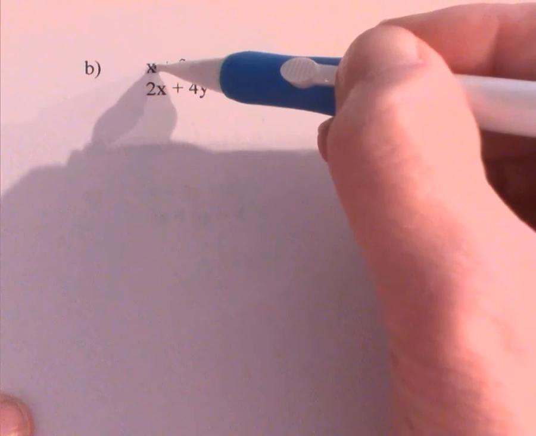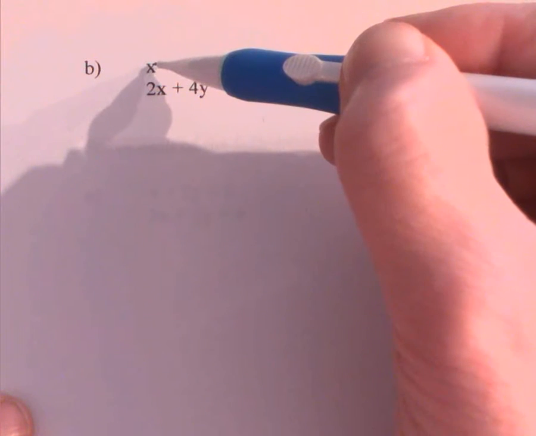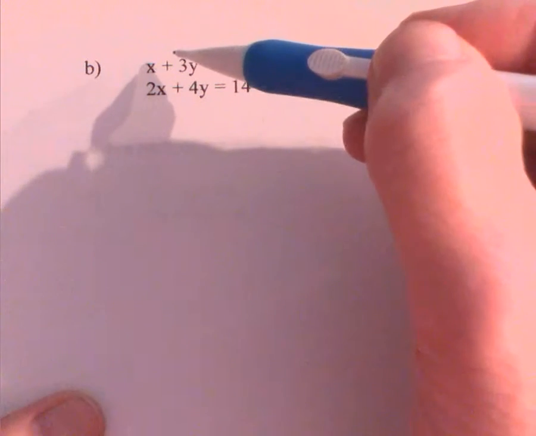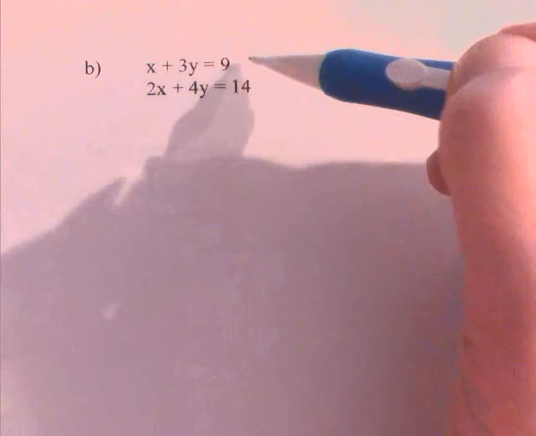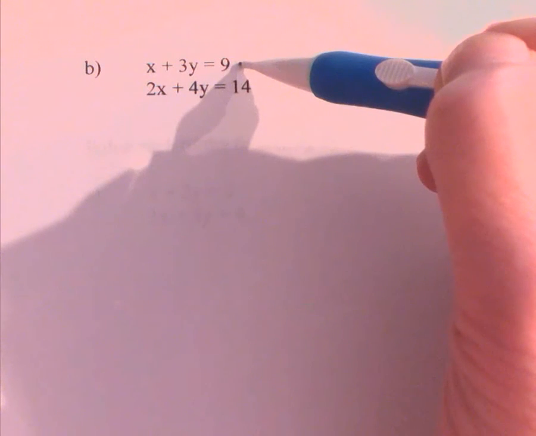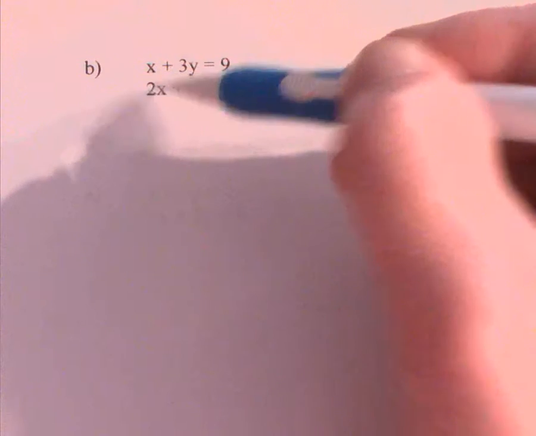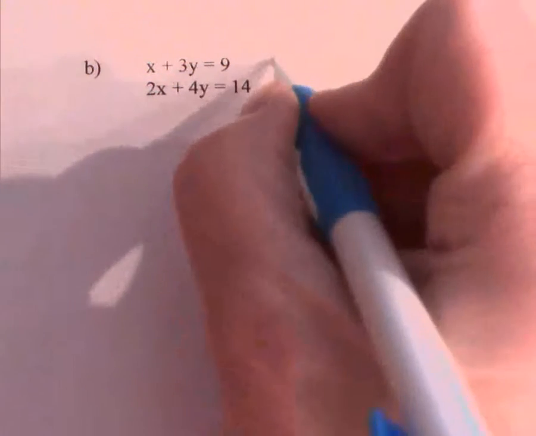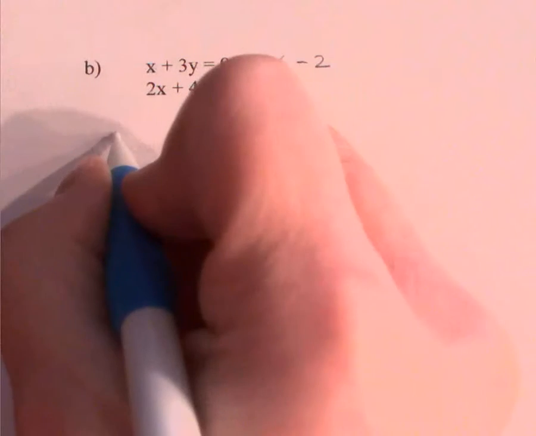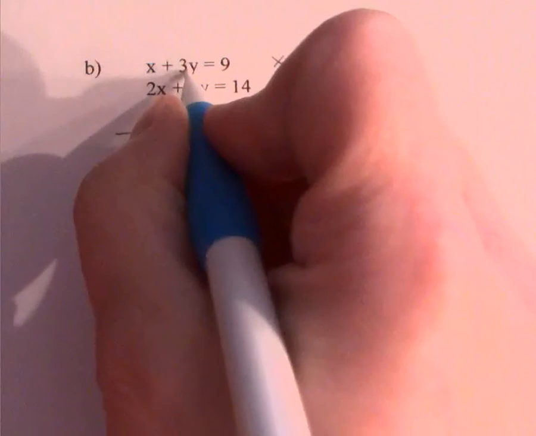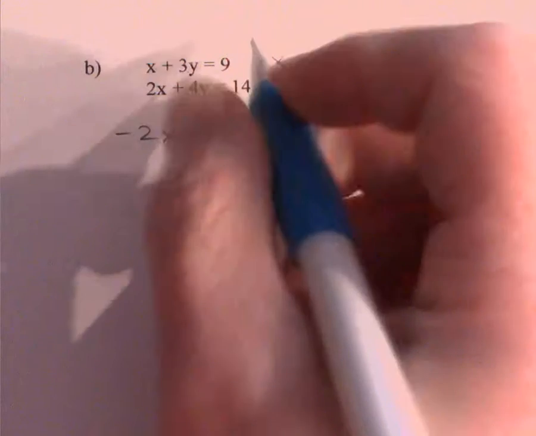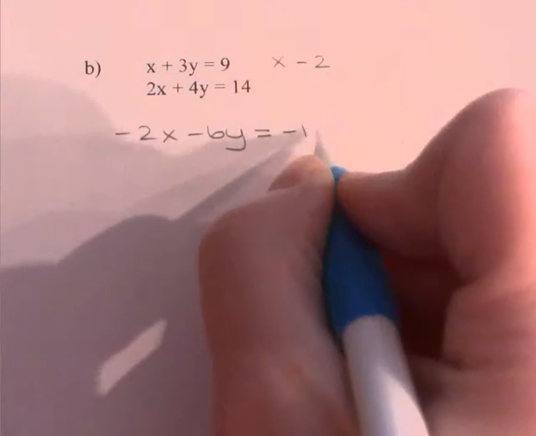When I do that though, I have to look, would I have the same sign or different sign? I need them to have different signs. So if I want to multiply this one by 2, I'm going to have to multiply it by minus 2 because this one already is positive 2. So I'm going to times this one by minus 2. Now I have minus 2x. 3 times minus 2 is minus 6y. And 9 times minus 2 is minus 18.